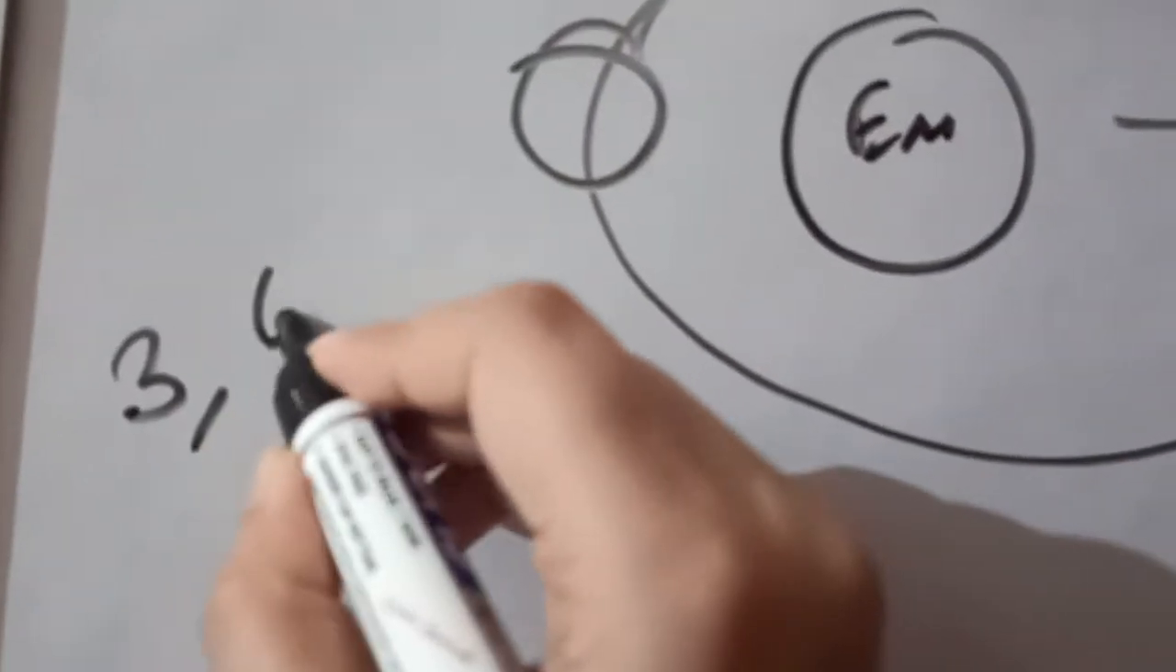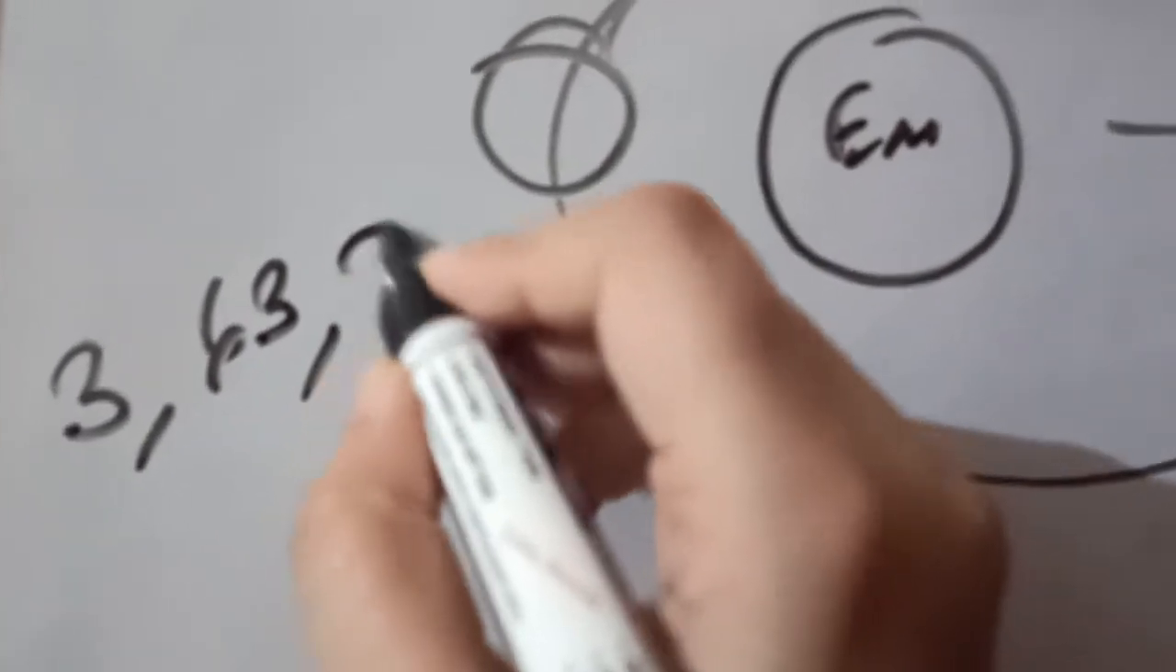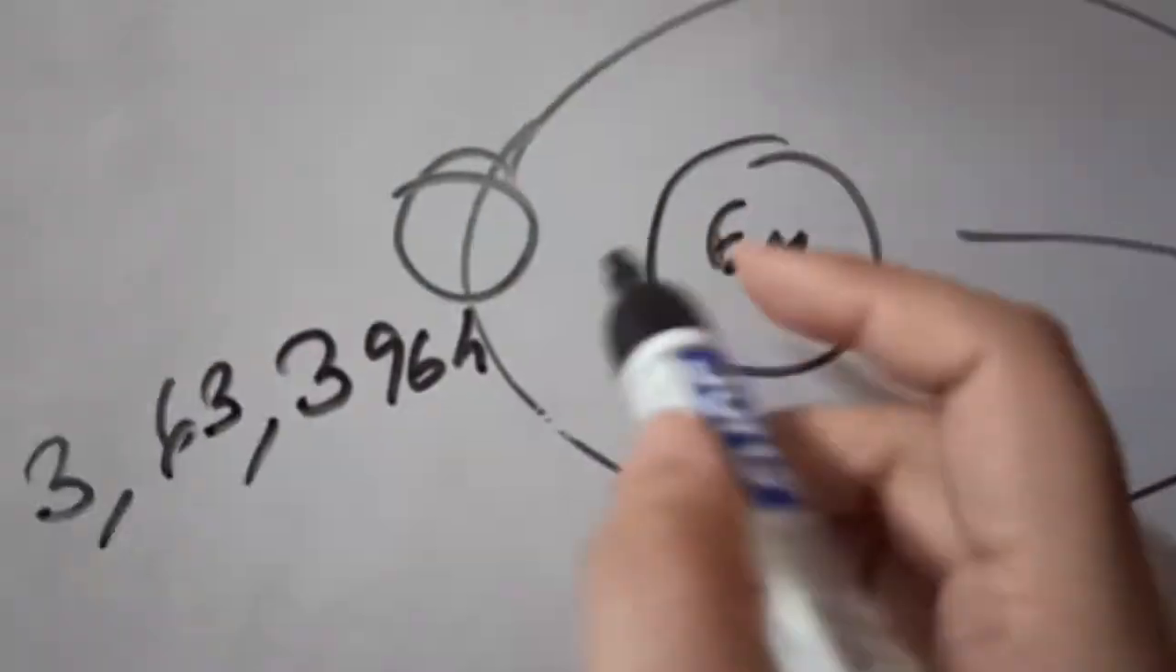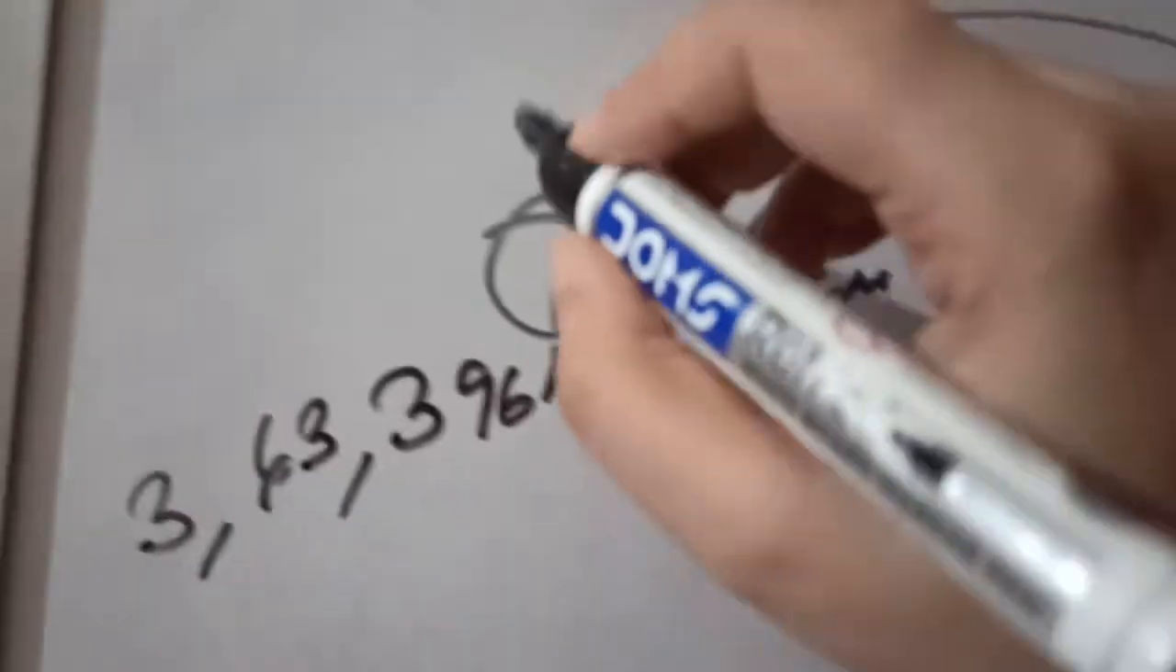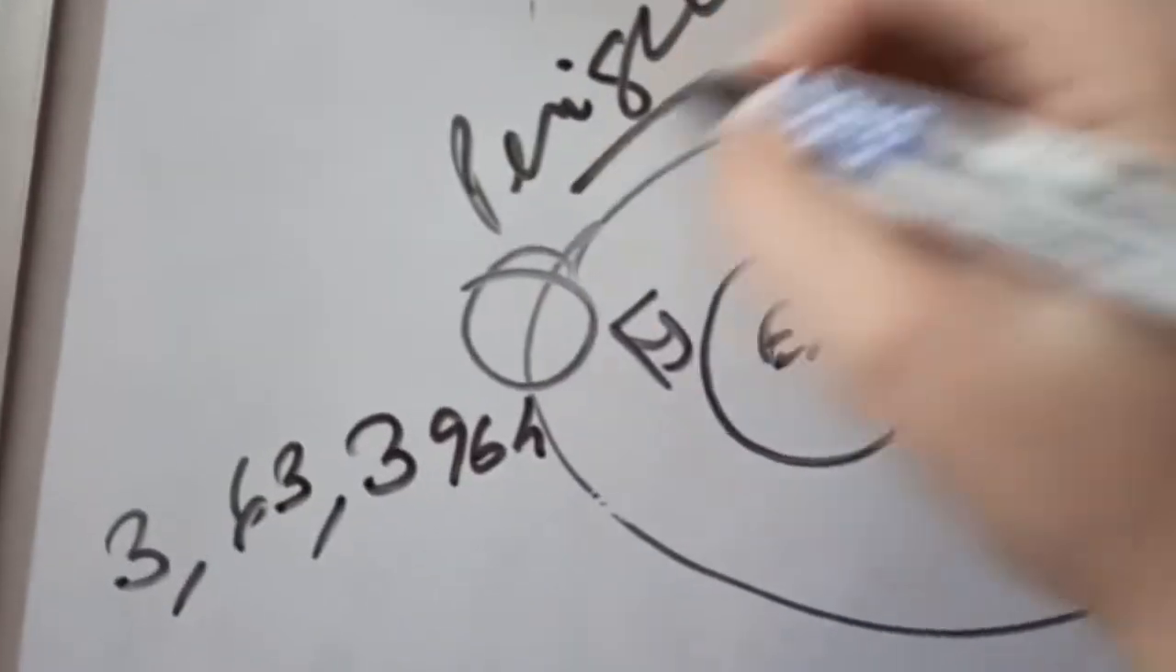Next is the perigee. Perigee means closer. When the distance between the moon and the earth is about 3,63,369 kilometer, that is when the moon is nearest to the earth, this position is known as the perigee.